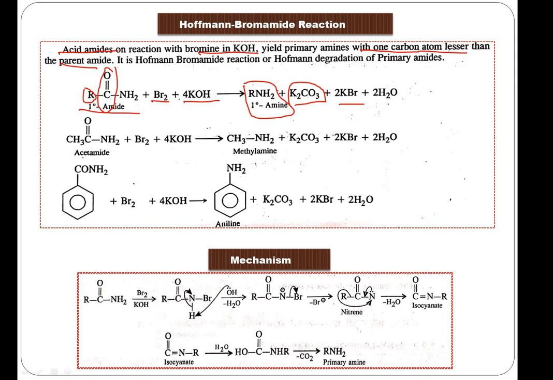Now let's take the example. You take acetamide, where instead of R we will use CH3. So it reacts with bromine and KOH.